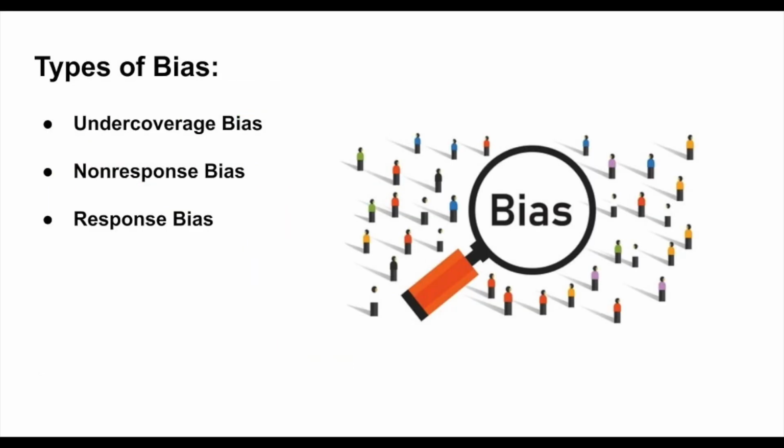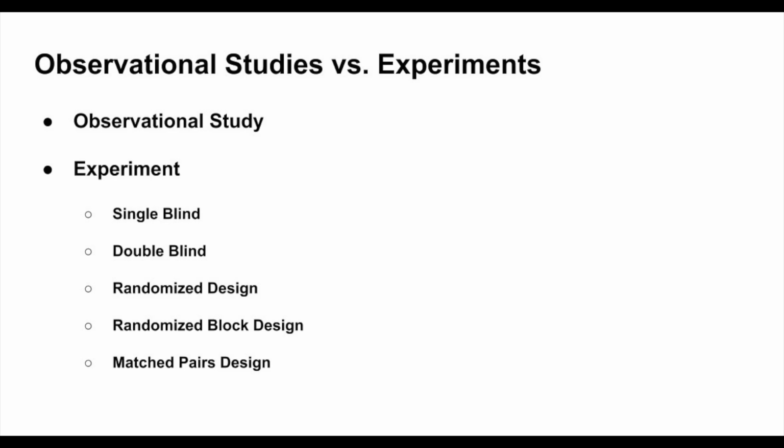There are three types of bias. Undercoverage bias happens when part of the population has a lower chance of being sampled. Non-response bias happens when individuals in the sample refuse to participate. And response bias happens when respondents give false answers, usually because of a perception that certain answers are expected. There are also two types of studies, observational studies and experiments.